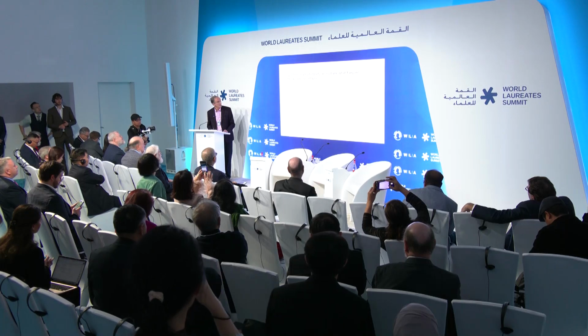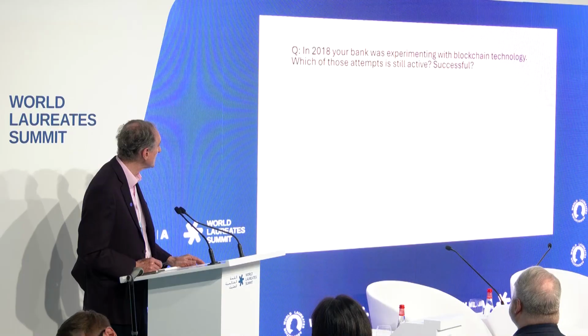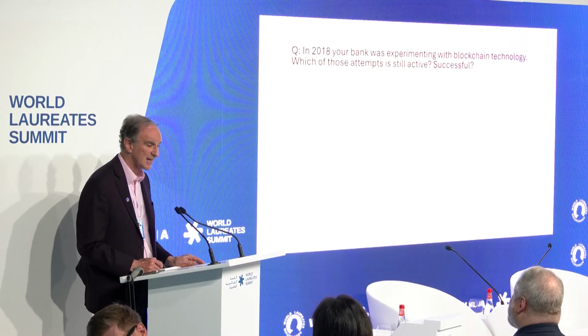I then asked him, if there's a trusted party like my bank, what, if any, are blockchain's advantages? And so again, you're not dealing with the banking situation, you're dealing where people want to be anonymous. And he wrote back, in my opinion, there are no advantages, only overhead and cost. Trust facilitates efficiency. I then asked him another question. In 2018, your bank was experimenting with blockchain technology. Which of these attempts is still active and which are successful?